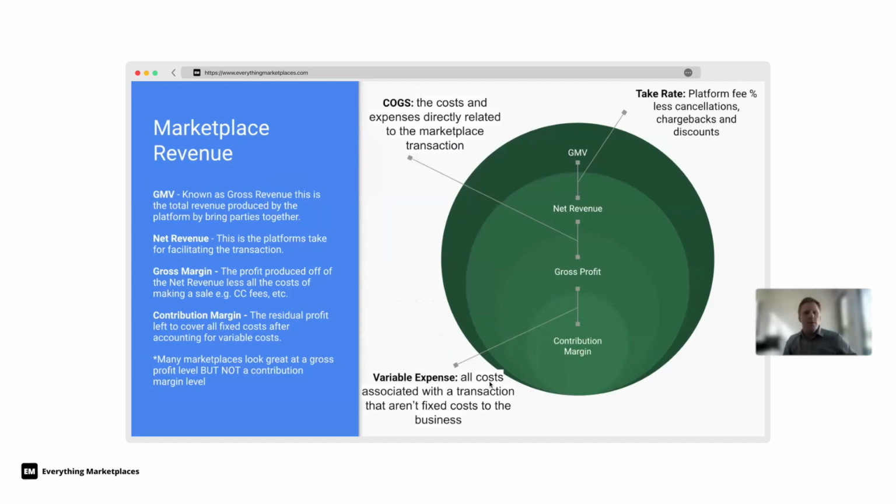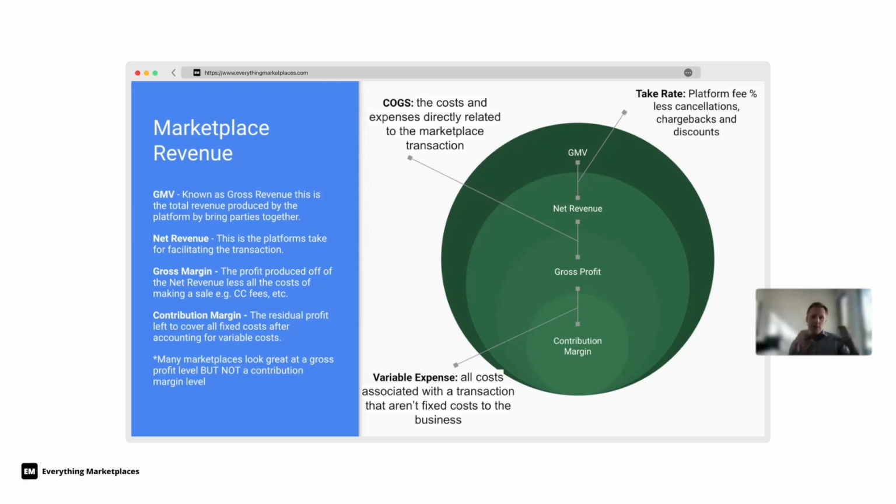All right. So I could put this together to visualize what marketplace revenue is, right? Like how does this look? That GMV, that's the big pie, right? And really that leg down into net revenue is that take rate, right? And that is the platform fee that is charged by the marketplace. And that's less cancellations, chargebacks, and discounts, right? You can't include these, as much as you might like to get that number bigger. Those things need to be taken out.